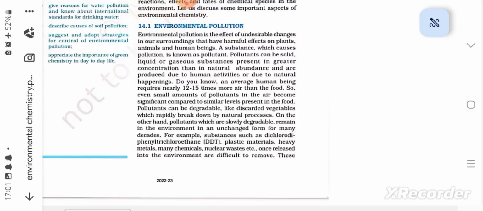Do you know an average human being requires nearly 12 to 15 times more air than food? So even a small amount of pollutants in the air becomes significant compared to a similar level present in food.